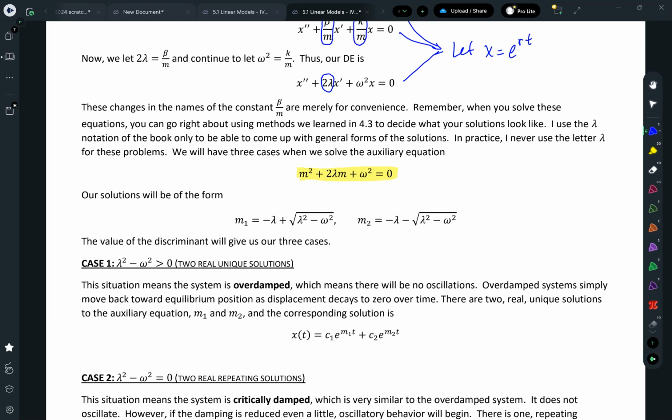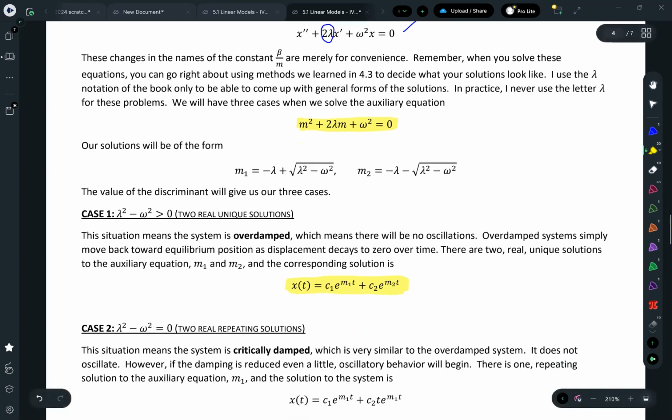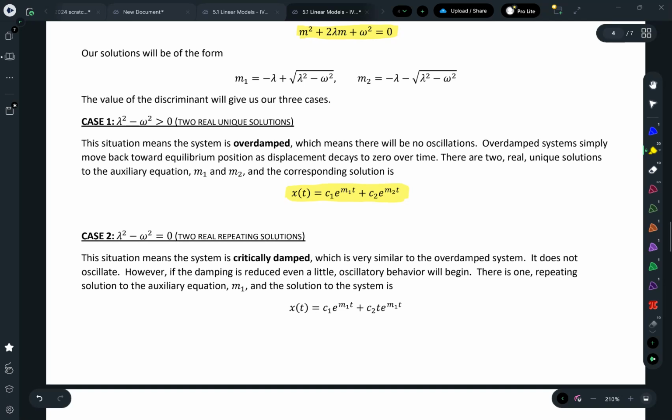There are 2 real unique solutions to the auxiliary equation, m1 and m2, or if you do it the way I'm doing it, r1 and r2. But the solution form, regardless, will be x of t is c1 e to the m1t plus c2 e to the m2t. If the discriminant is equal to 0, then we get two real repeating solutions.